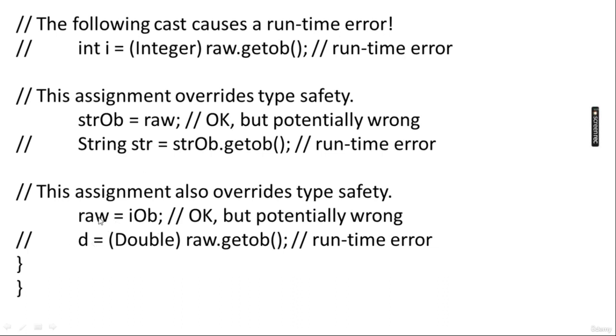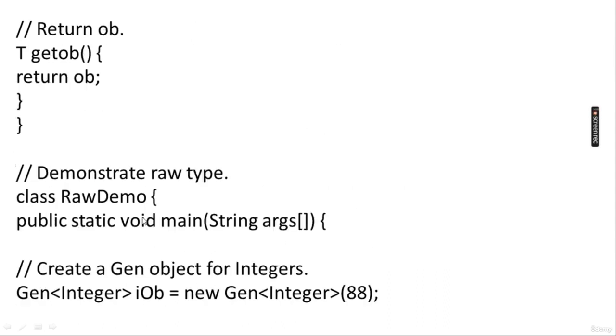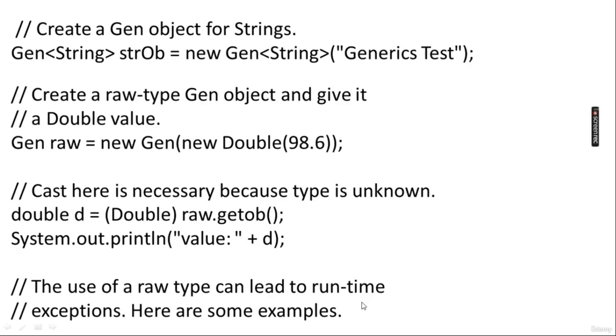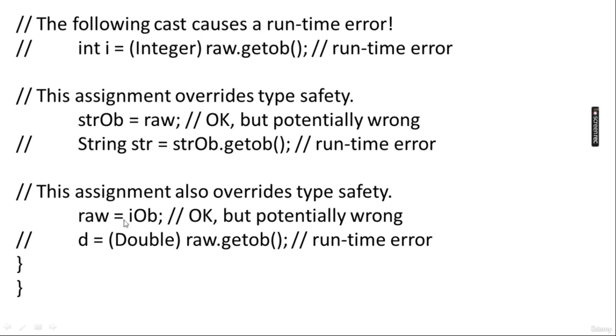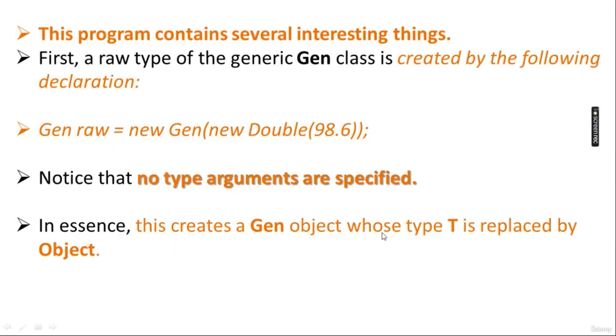Raw, that is 98.6, is now assigned the iObj. What is the value of iObj? 88. Gen<Integer> iObj is equal to new Gen<Integer>(88). So now this 88 is stored over raw, and then raw.getObject we convert to double and store in d. This will also give you a runtime error. This is also okay to compile, but it is potentially wrong, and both of these give you a runtime error.